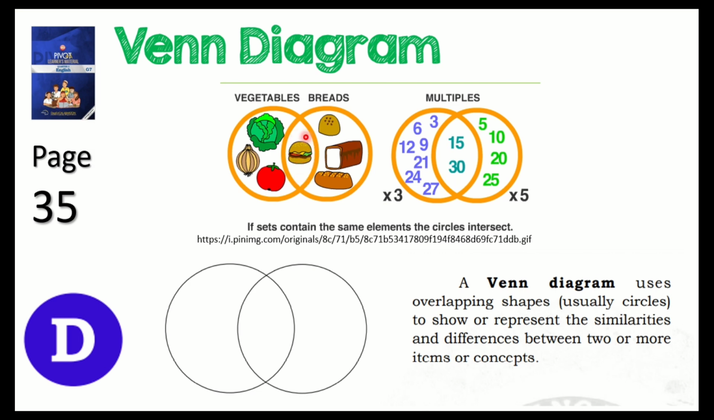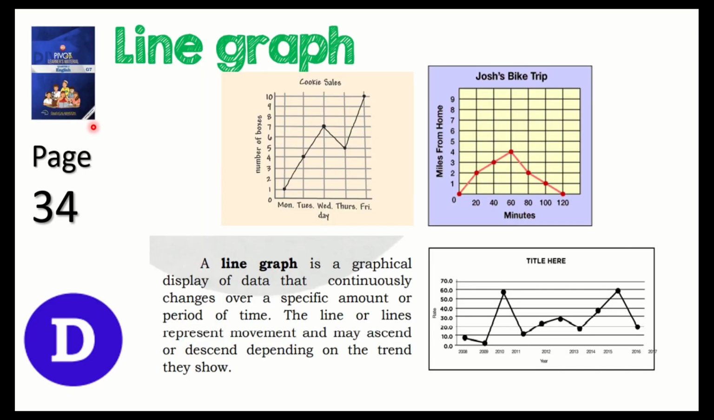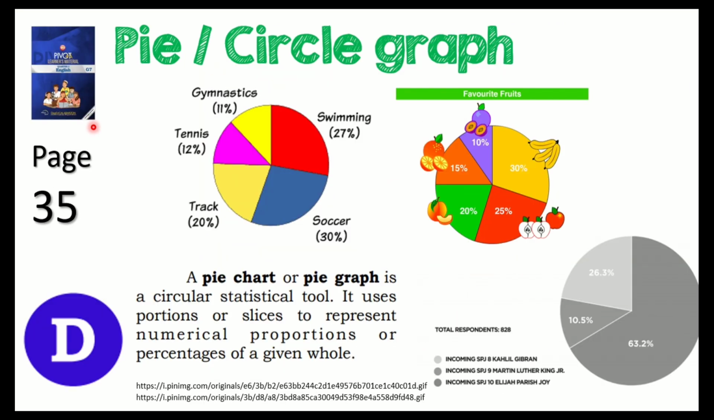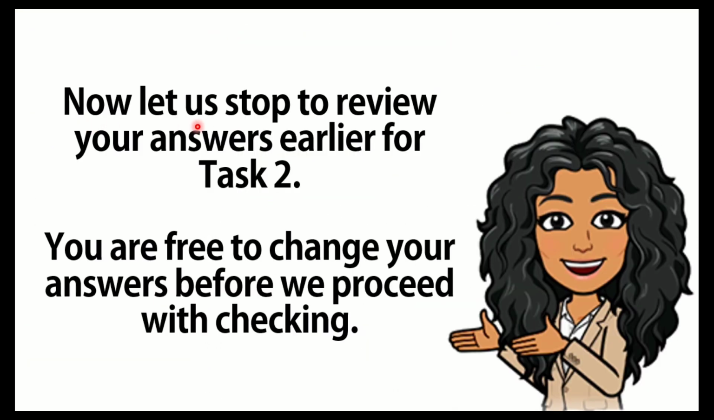The first one, we have the hamburger. The hamburger has both the veggies and the bread part. And on the other side, with mathematics, multiples of 3 and 5, and we have both 15 and 30. Now you know the several examples of the nonlinear text, namely line graph, bar graph, pie graph or circle graph, and the Venn diagram.